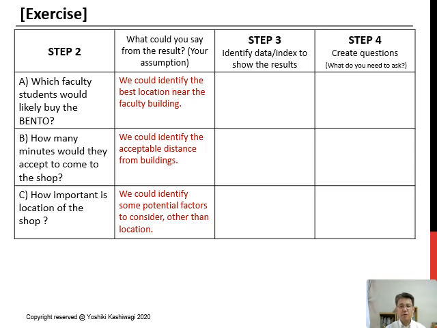Based on this information, I want you to fill in the blanks for step 3 and step 4 for each of A, B, and C. I want you to identify data or an index to show the result. That's step 3. And what statement, what questions are you going to create to get the right answer in step 4? I want you to take some time and think about the answers for steps 3 and 4.